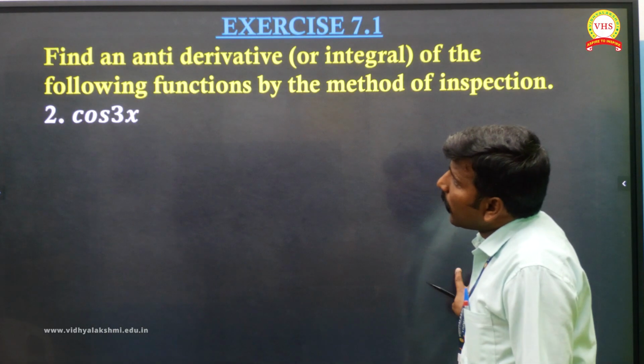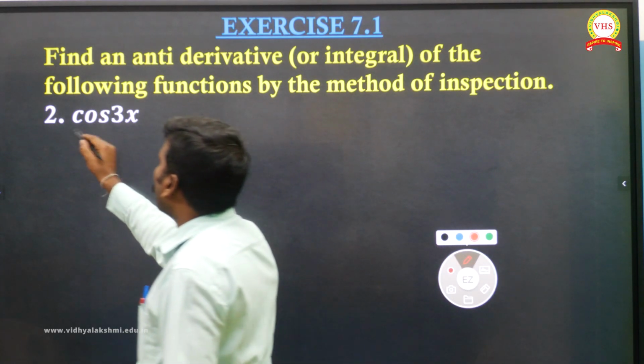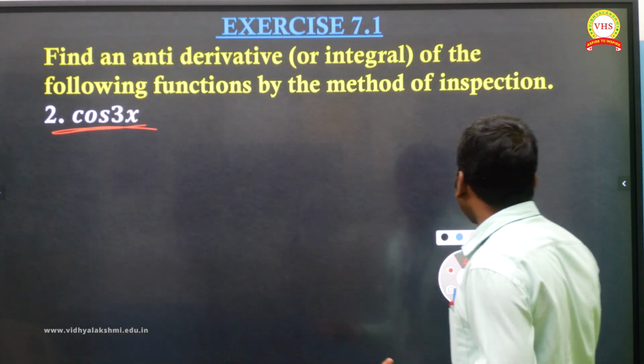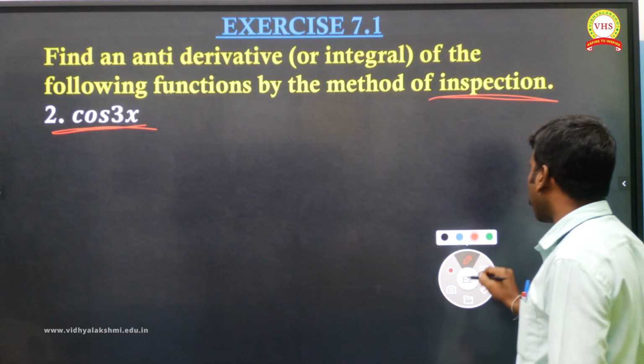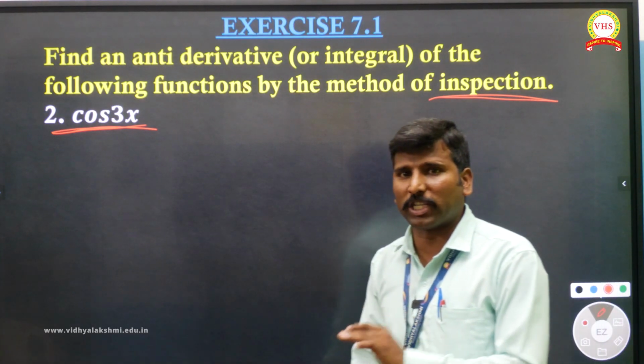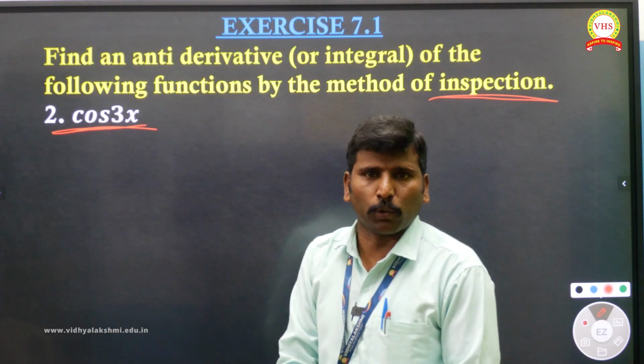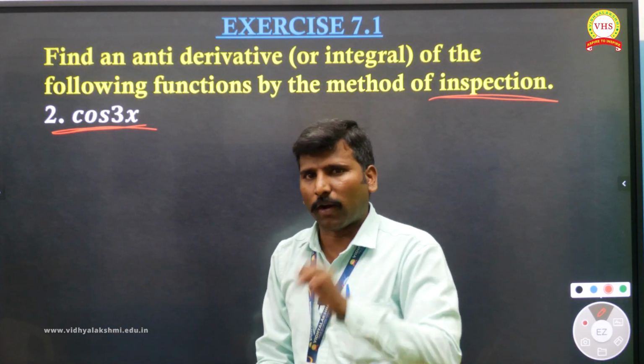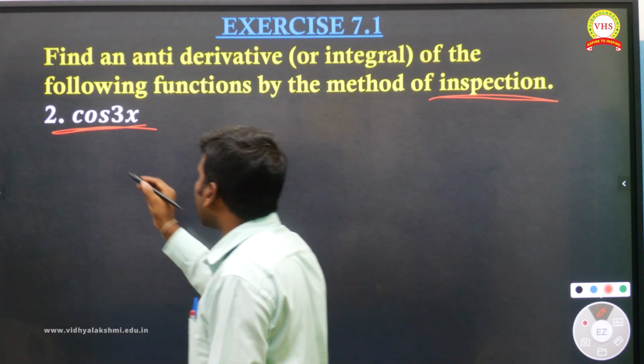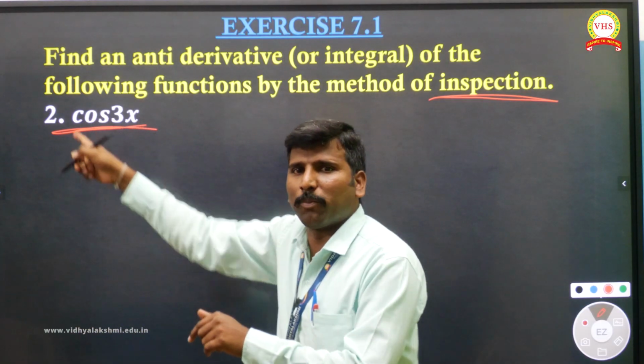Second question: what did they give? Cos 3x. So this is also the method of inspection. That you have to listen. Method of inspection, in the sense of what I said, means you have to use the inverse process of derivative, not a direct formula. Inverse process means: what do you differentiate to get cos?